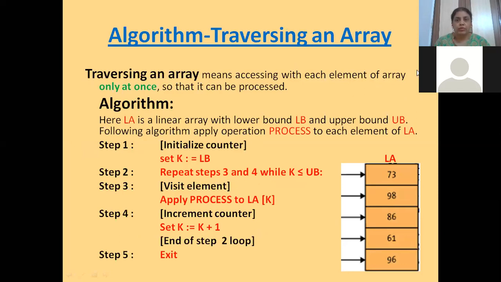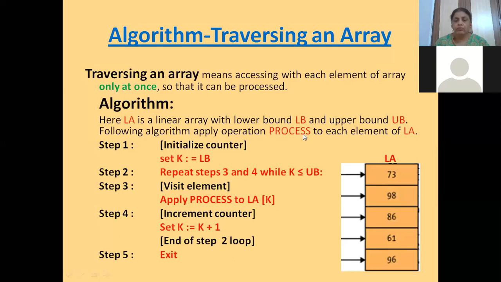So in traversing, what we have to see is that we have to go to each and every element. We have to visit each and every element once, and we have to process. So here our array name is linear array LA. I have taken one variable k, which is counter, which starts from LB. LB stands for lower bound, means the first address of array element. Then it will go up to upper bound. So this is the condition that your counter will move from lower bound to upper bound, and you have to go to each element, that is linear array of kth element.